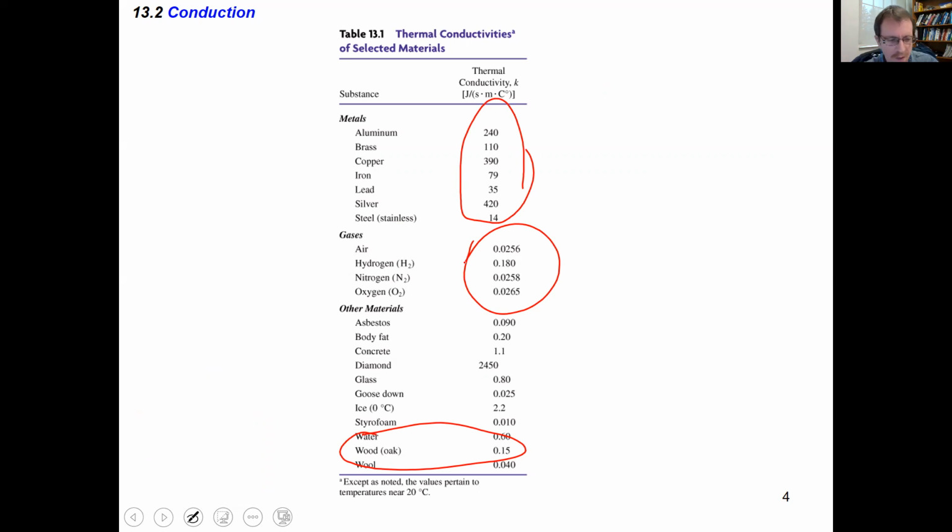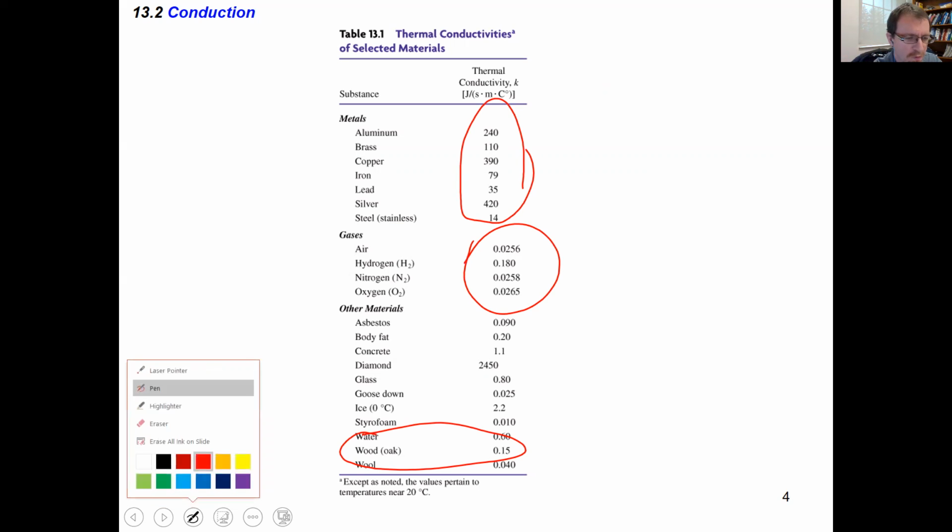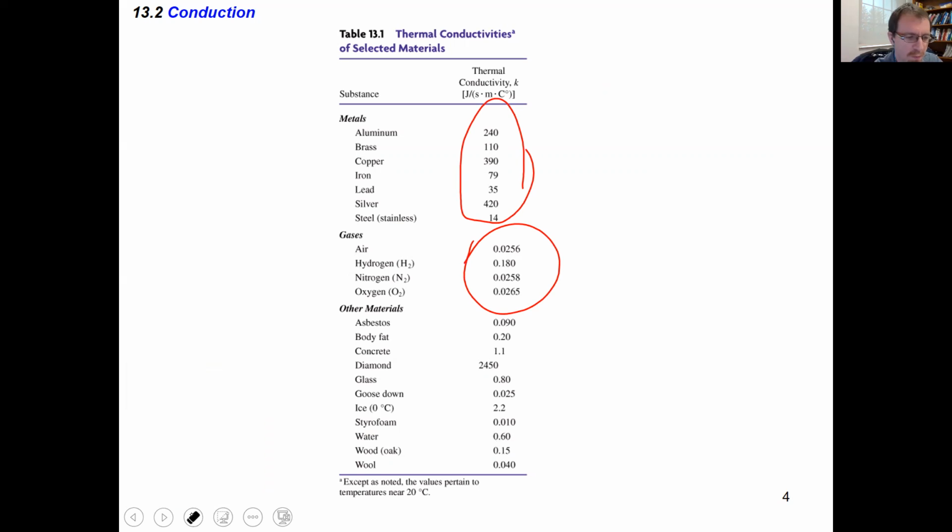Interestingly here, although I wrote over it, so maybe I can erase that real quick. There we go. If we look at the thermal conductivity of water, it's 0.6, and it turns out that water is actually a better thermal conductor than wood is. And again, this is not bulk motion of the water. These are the water molecules vibrating back and forth, slamming into their nearest neighbors, and heat is transferred on down the line.